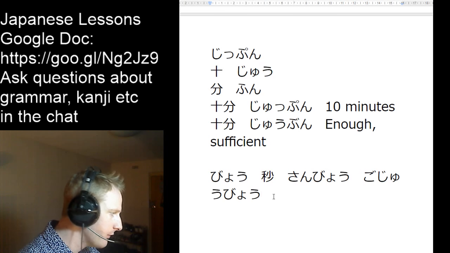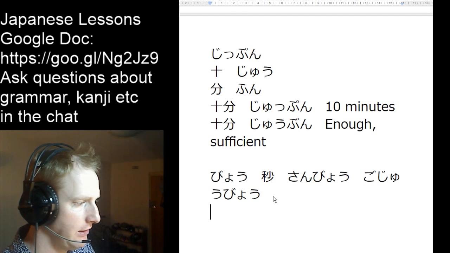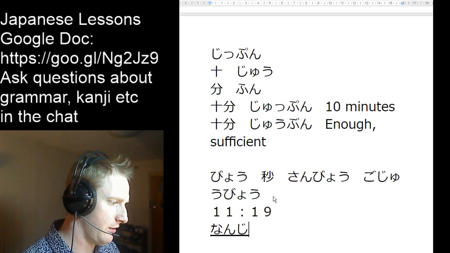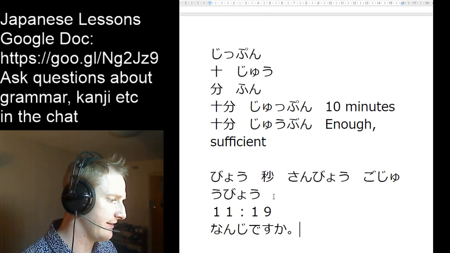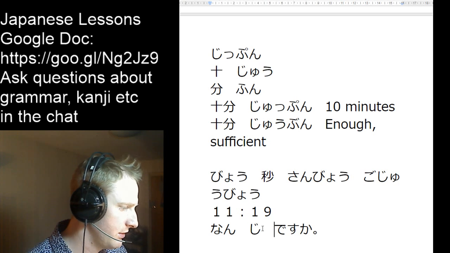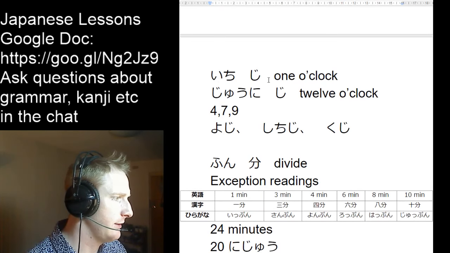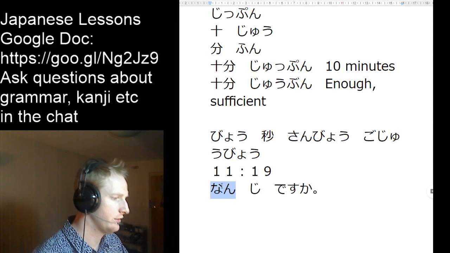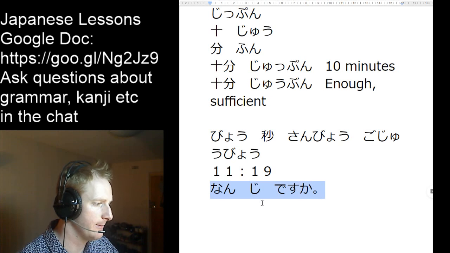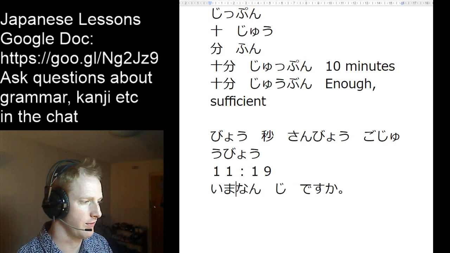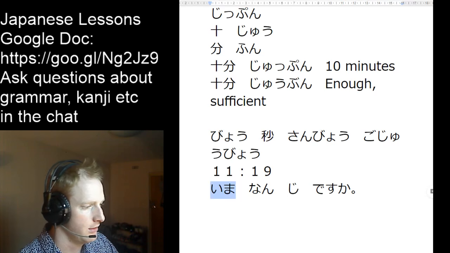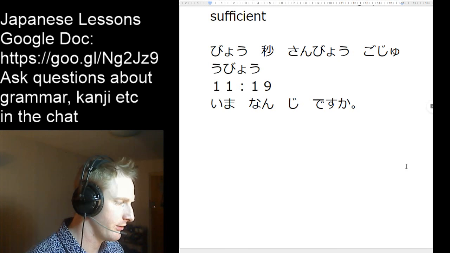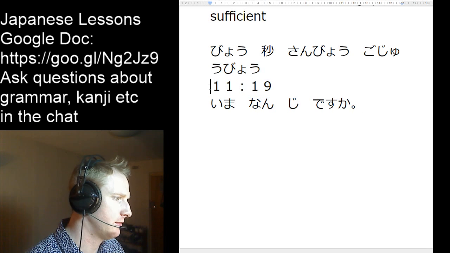So if we were going to say the time now, so it's 11:19. Alright, so we can ask the question that maybe a lot of you will know. Nanji desu ka? Okay, so this ji is what we came across right at the beginning when we looked at our o'clock. So when you say nan, because this word means what, nanji desu ka is what time is it? Okay, you can add ima to the front, but ima means now, but it's normally pretty obvious that you're asking for the current time. So nanji desu ka? Alright, so we got 11:19.